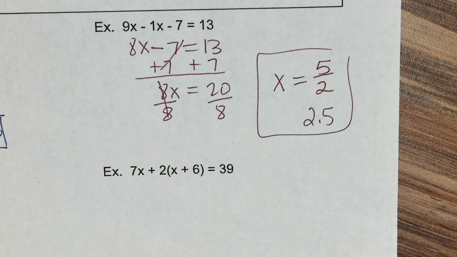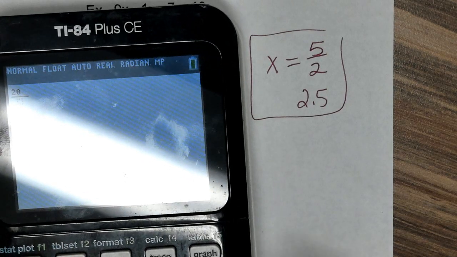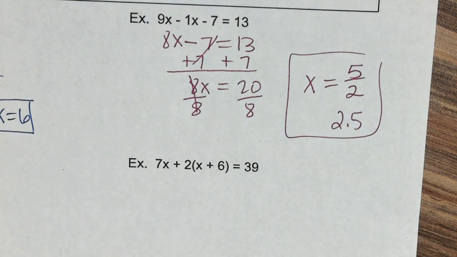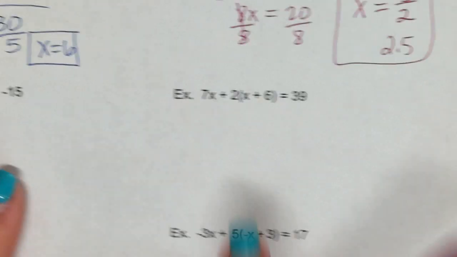And y'all do know your calculator will simplify fractions, right? You just go to alpha y equals, you would put in 20 over 8, and it will tell you that it's simplified as 5/2. So either way, I'll take either answer. All right, let's skip this one, and let's go to this one.